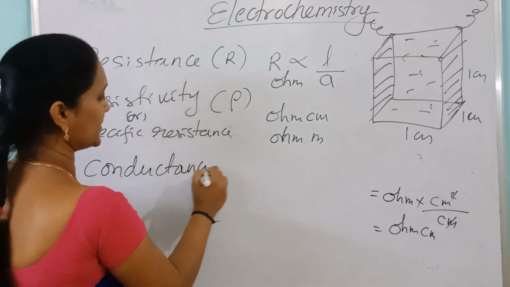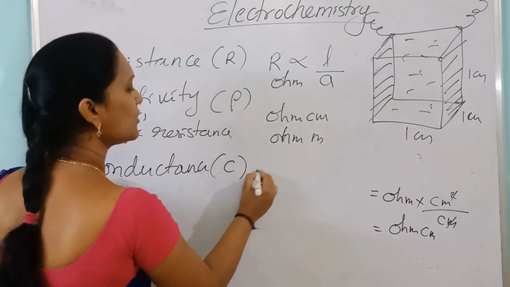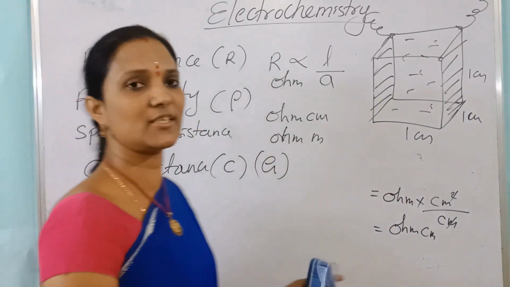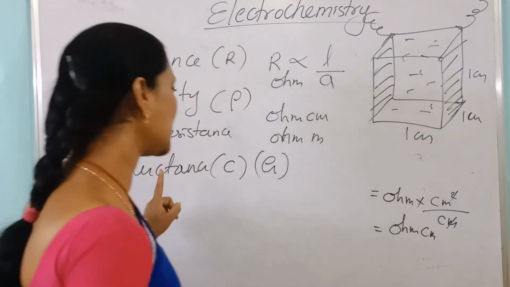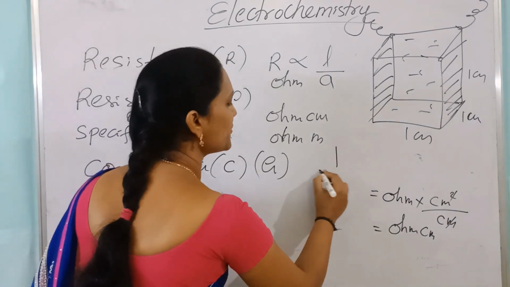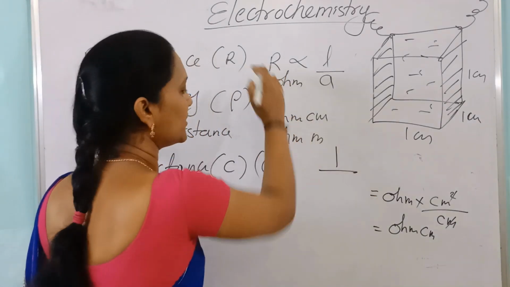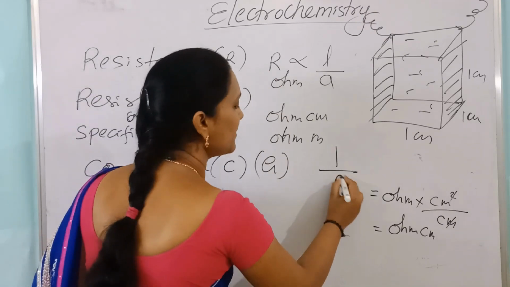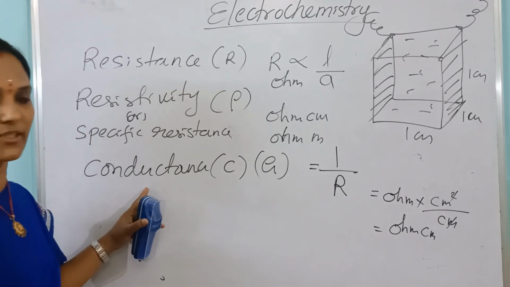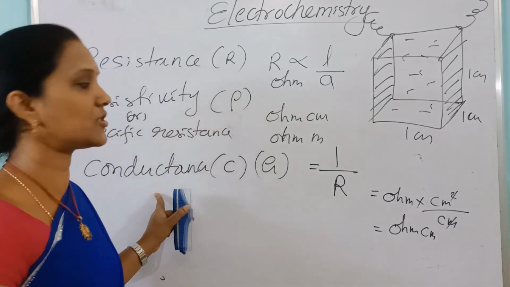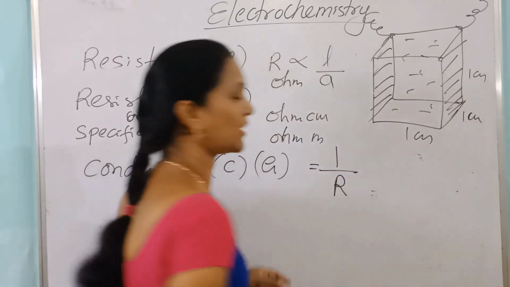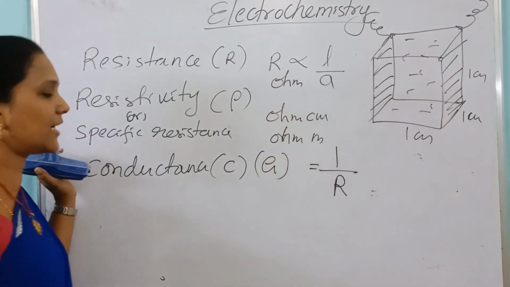What is conductance? It is represented by C or we can use G. In problems they will give G, the value is this much. Nothing but that is the conductance only. What is this one? It is just the reciprocal. Resistance restricts the current flow, so the inverse of resistance is the conductance. Reciprocal of resistance is the conductance.